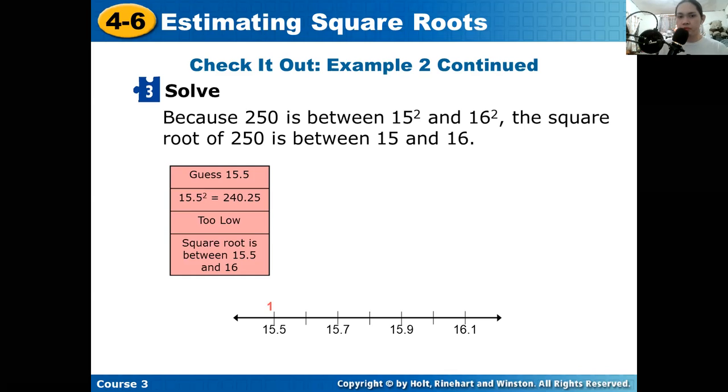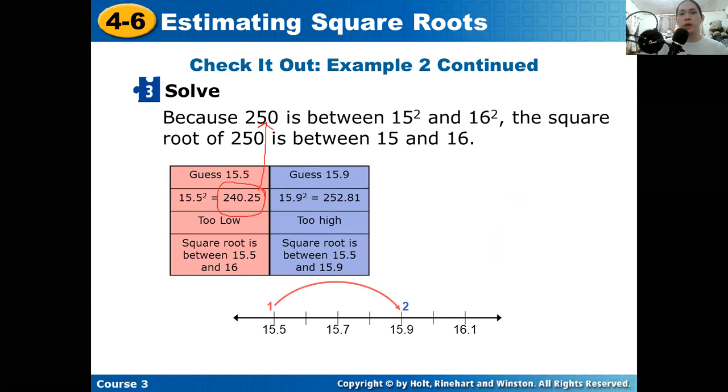15.5. When we square 15.5, that gives us 240.25, which is very far from 250, right? And it's too low. So maybe we'll have a conclusion later. I just want you to observe its value.